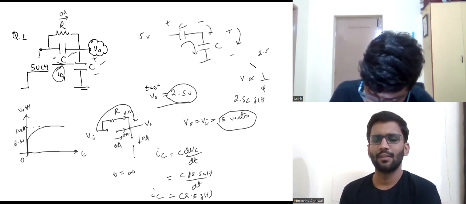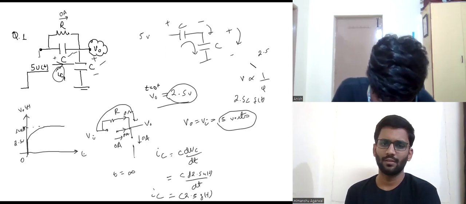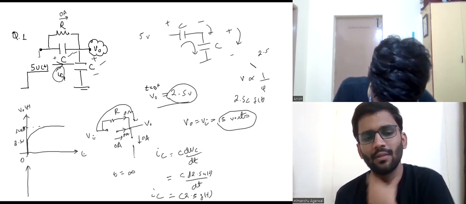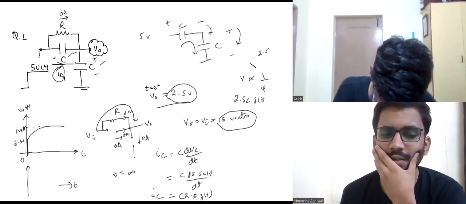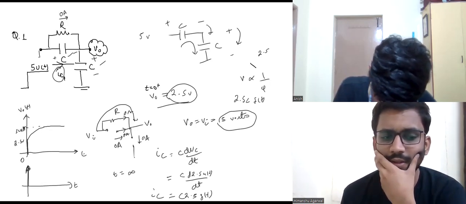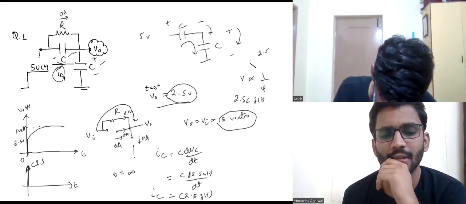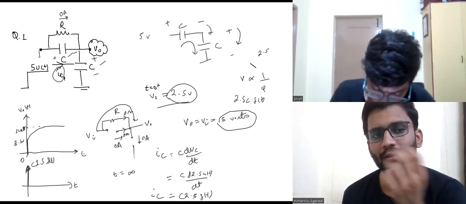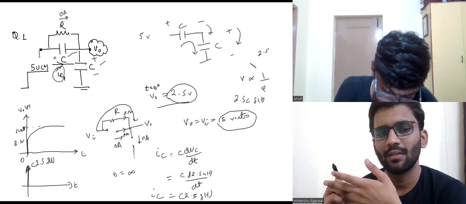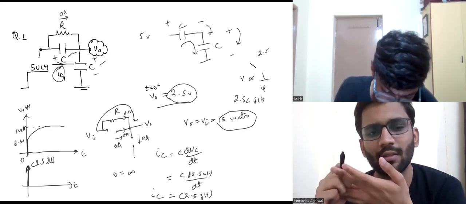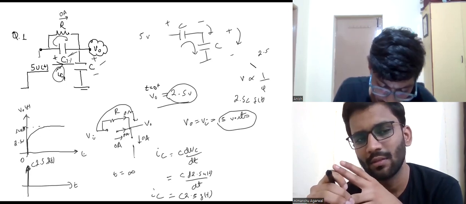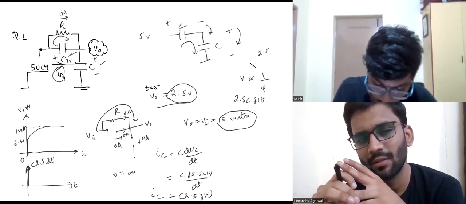So there will be some impulse initially. If I draw this, this is t and this will be the impulse C into 2.5 del of t. This is the initial current. After that, what will happen is, this cap has been charged to 2.5 volts, right? Now it will try to discharge through this resistor as it has no path other than this, right?